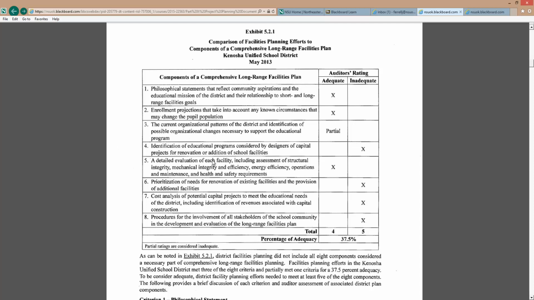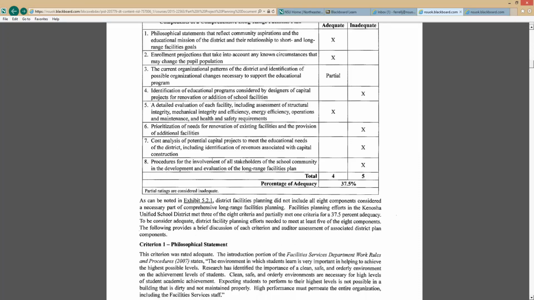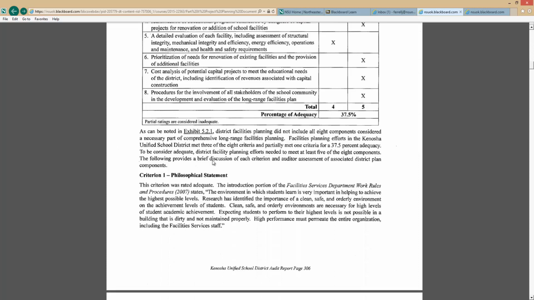And they rated 3 of them as adequate, 5 as inadequate. And you see the one partial here. So they rated this as partial, and we'll see in a second how they explain that. If it's rated as a partial, we usually put partial in the adequate column, letting them know they're on the way to being adequate. But when we figure this percentage, this counts as inadequate. So this is actually 3 out of 8. That's how we get 37.5%. And so this is what you're going to have to provide.